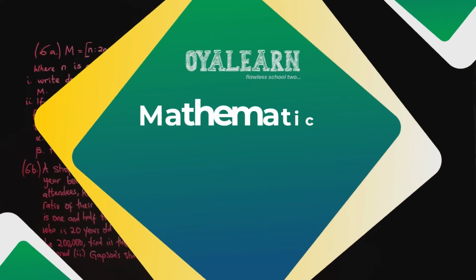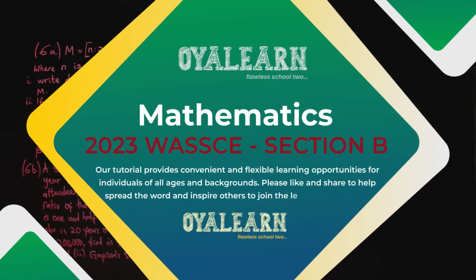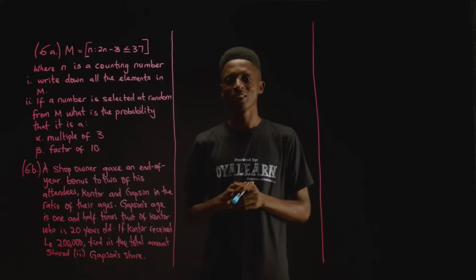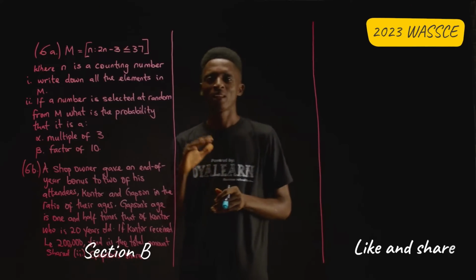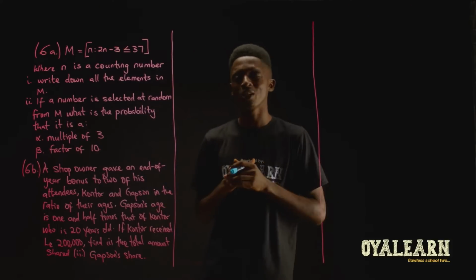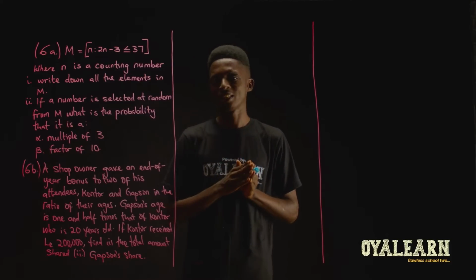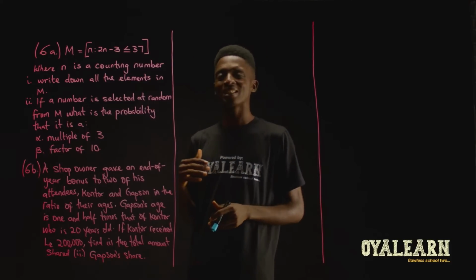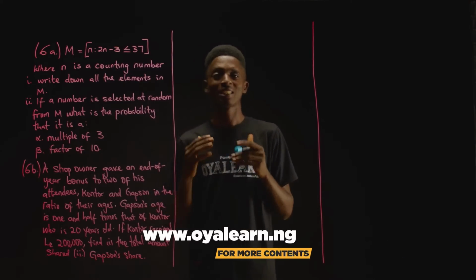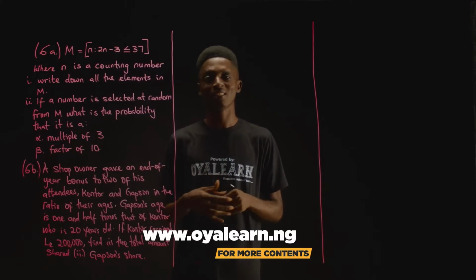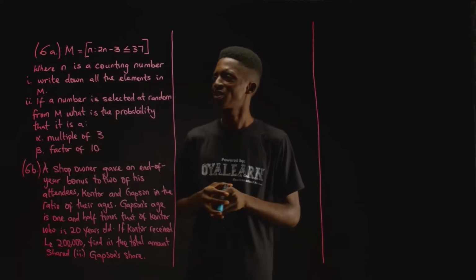Let us solve the 2023 WASSCE Mathematics Core 2 question, the section B part. Now the section B has 8 questions which you are required to solve 5 of that 8. But I'll be showing you how to solve the entire 8 questions that we have in the section B of 2023 General Math WASSCE Core 2 questions.